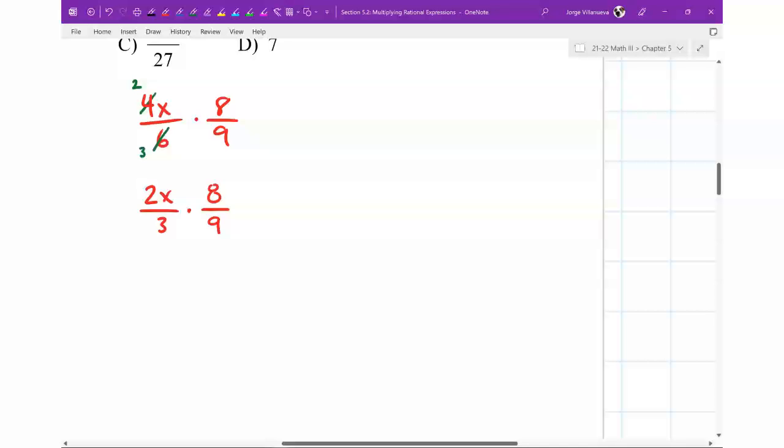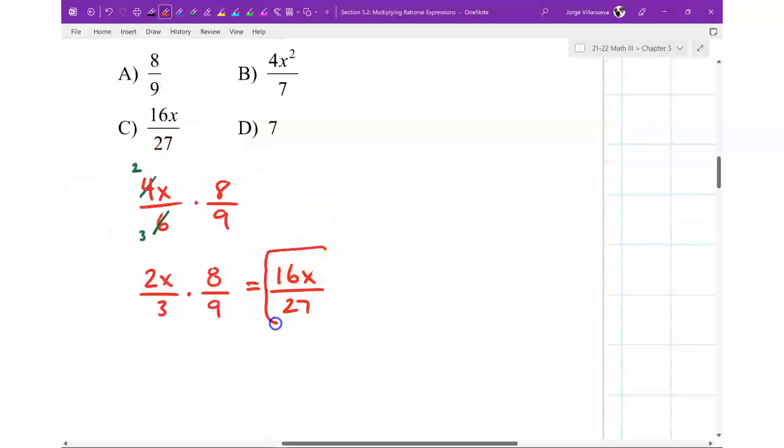So, am I done here? Is there anything I can cancel out? I look good here, right? So let's multiply. This is 16x over 27, which is, I think, option C.